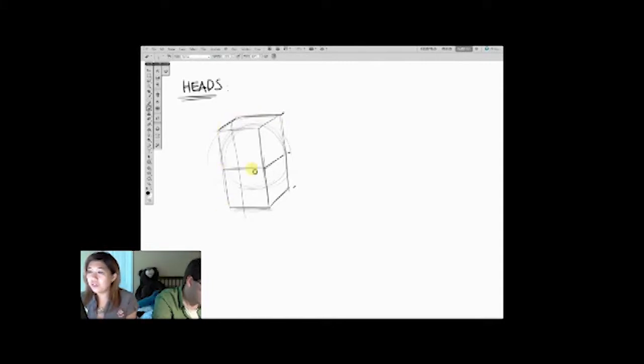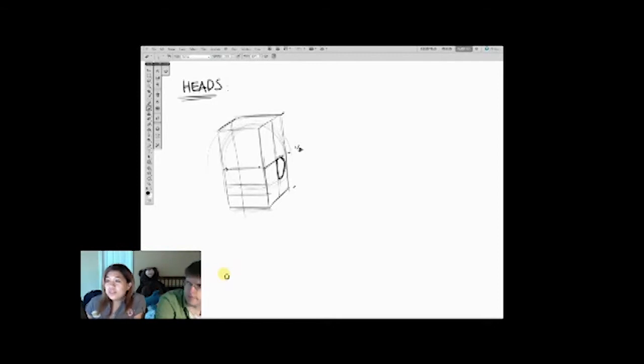So because of the rules of perspective, all the features on the face are going to be in the same perspective as the front plane. And all the features on the side of the face are going to be in the perspective of the side plane. So the halfway point on the side plane, you put the ear. Then this line is going to be the eyes. So I'm going to mark out that it's going to be the eye plane.